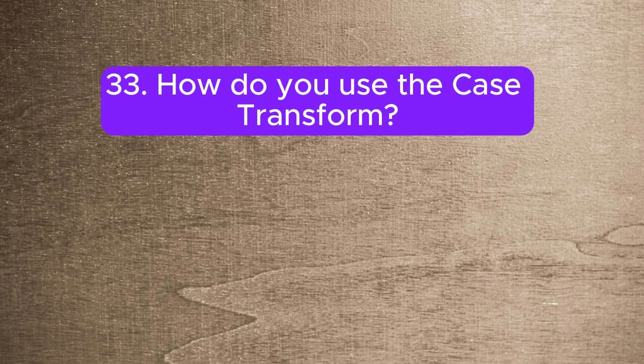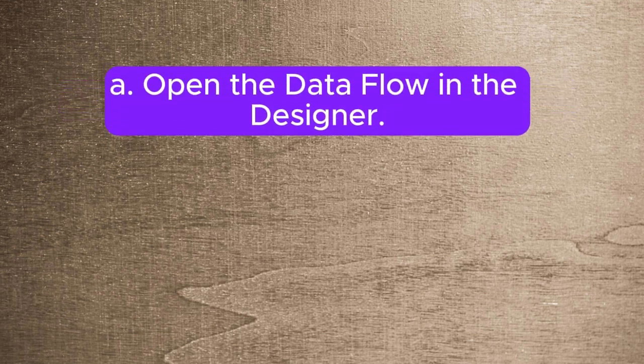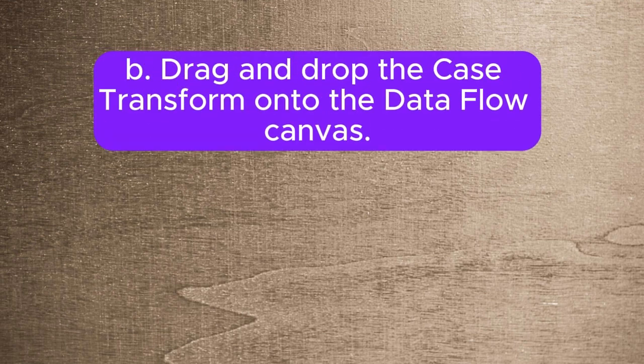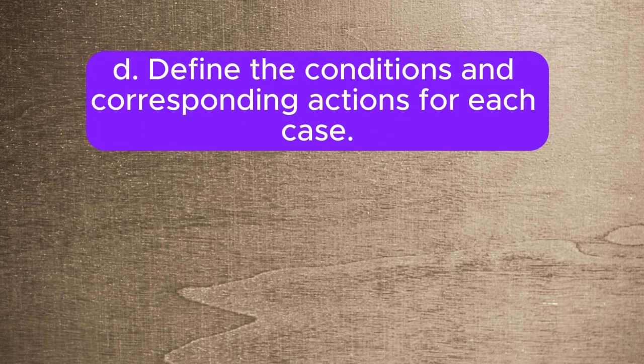33. How do you use the case transform? Answer: To use the case transform. A. Open the data flow in the designer. B. Drag and drop the case transform onto the data flow canvas. C. Connect the source to the case transform. D. Define the conditions and corresponding actions for each case.